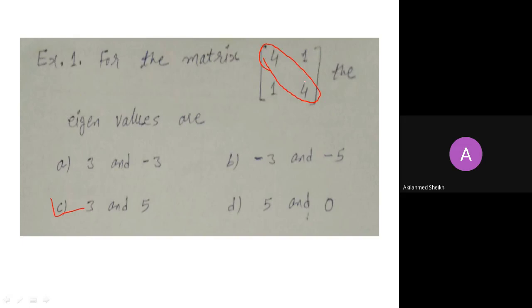and the sum here is 4 plus 4 is 8, and we know that the trace of A is equal to the sum of diagonal elements, which is equal to the sum of eigenvalues. From these four options, we observe that the first option has sum 3 minus 3, 0, which will be discarded. In the second option, the sum will be minus 8, will be discarded. Only the third option is applicable, whose sum is 3 plus 5 is 8, meaning 4 plus 4 is 8, 5 plus 3 is 8.